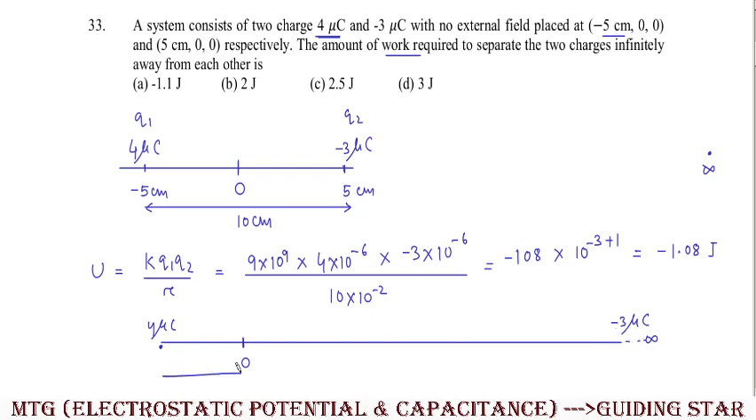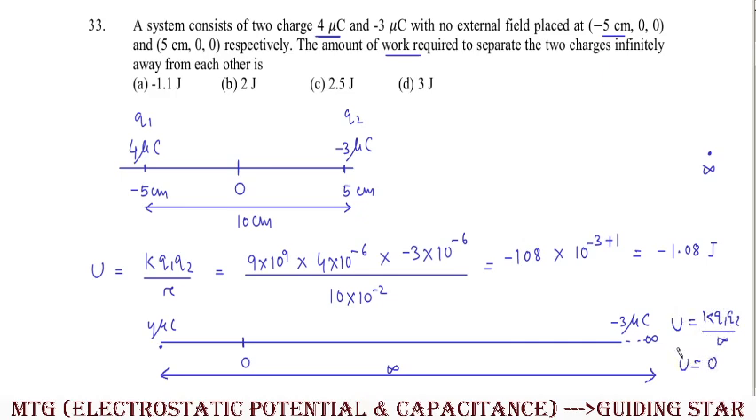That means here in this particular case the distance between them is how much? We will consider that one as infinity. If they are infinitely separated, then potential energy of the system will be how much? K Q1 Q2 divided by infinity. So that means this particular value will be 0. That means potential energy at this location will be 0. Then what will be the work done to move this minus 3 microcoulomb charge to this particular location?